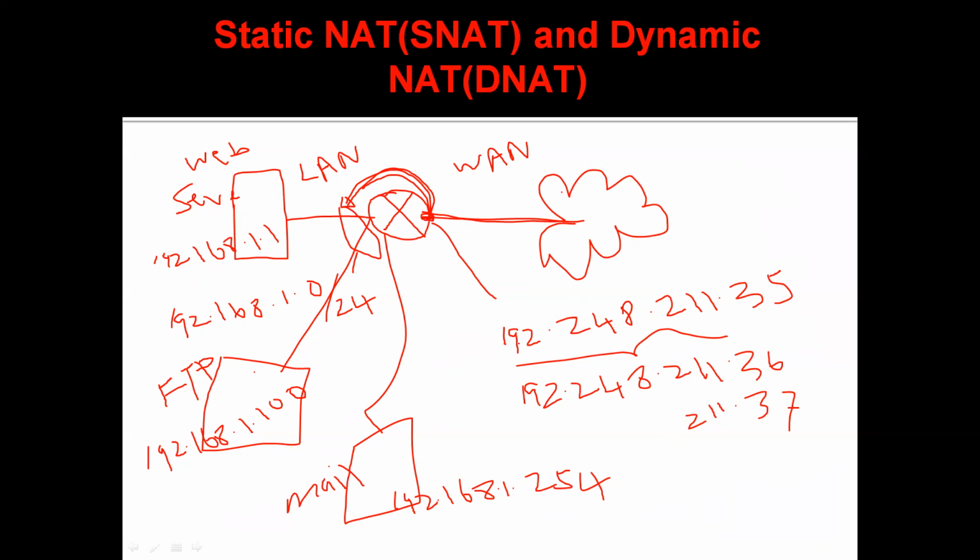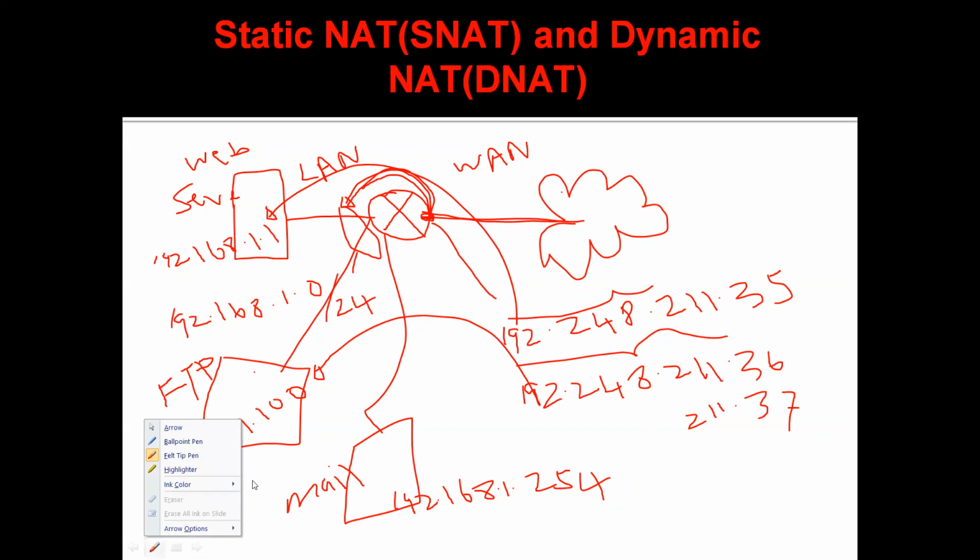Static NAT means one global IP, one public IP, is mapped to one local IP address. This is a static IP. Another global IP address, another public IP address, is mapped to another local IP address. Right? That is static NAT.